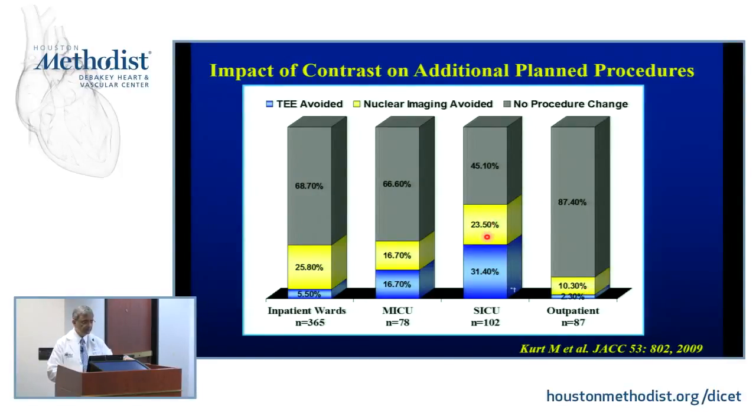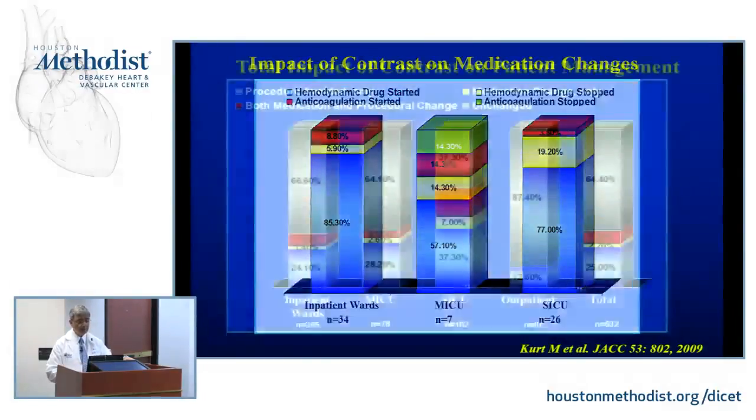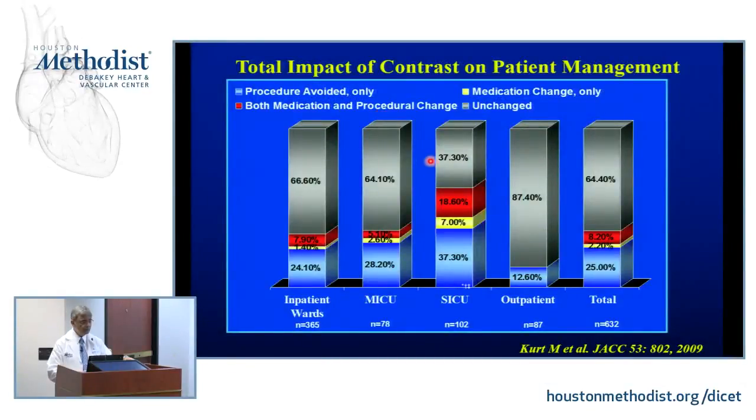Avoided in about 23%. So the vast majority of the impact is in surgical intensive care units and medical intensive care units. These are medication changes. At times you think the ventricle is hyperdynamic or hypokinetic, and you change hemodynamic drugs. So hemodynamic drugs either started or stopped. Anticoagulation either started or stopped, depending on what you saw in the apex. And this is the overall impact.